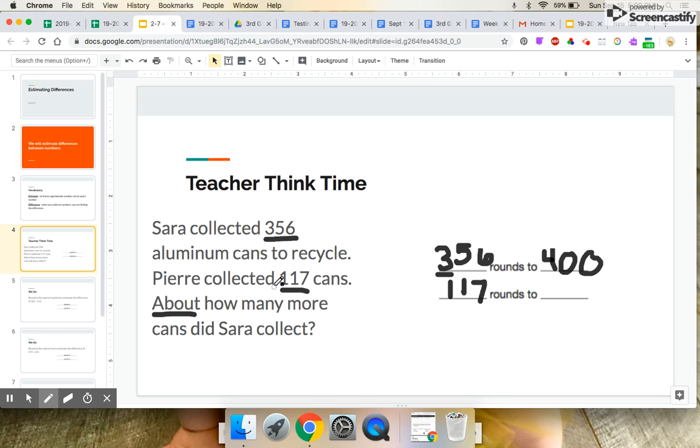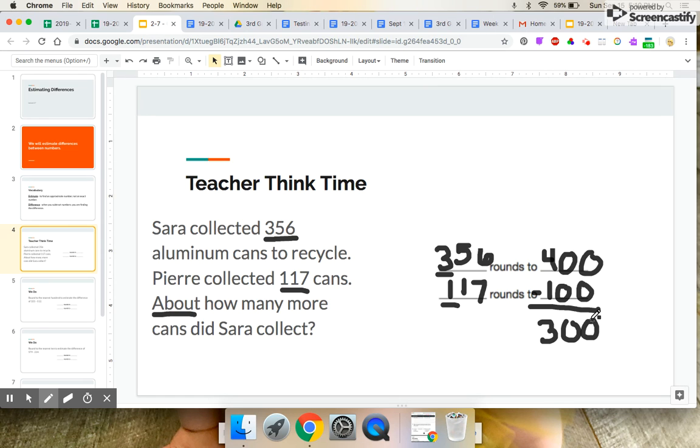Then Pierre collected 117. If I'm going to round to the nearest 100 here, I look at my hundreds place, then move over to the tens. That's a 1, so I would need to round down. So to the nearest 100, it would be 100. Now, if I'm finding out about how many, then I would be subtracting. So 400 minus 100 is going to be 300. So Sarah collected about 300 more cans than Pierre.